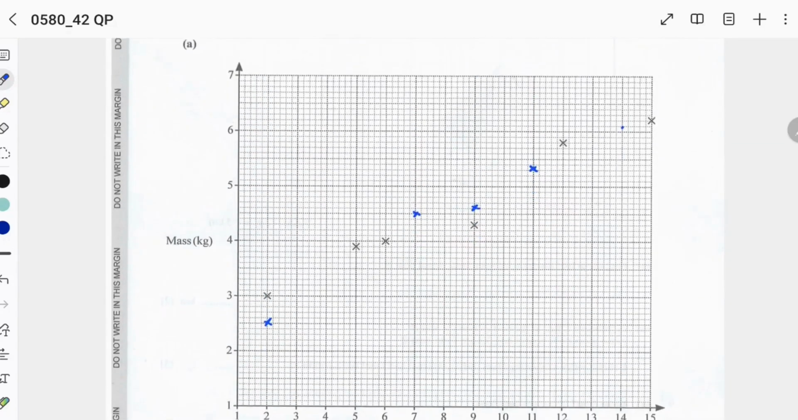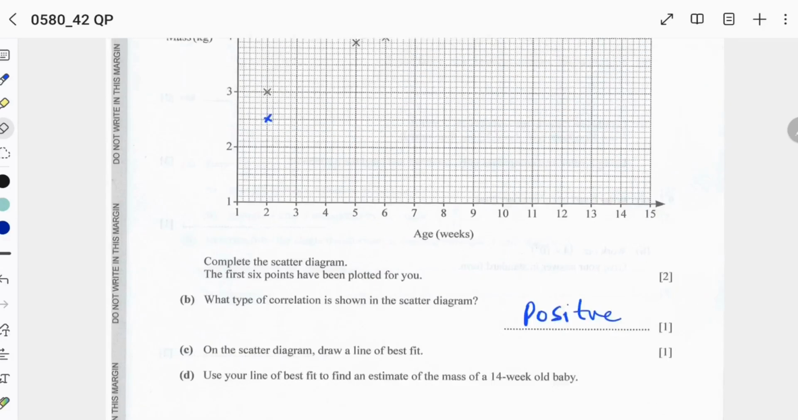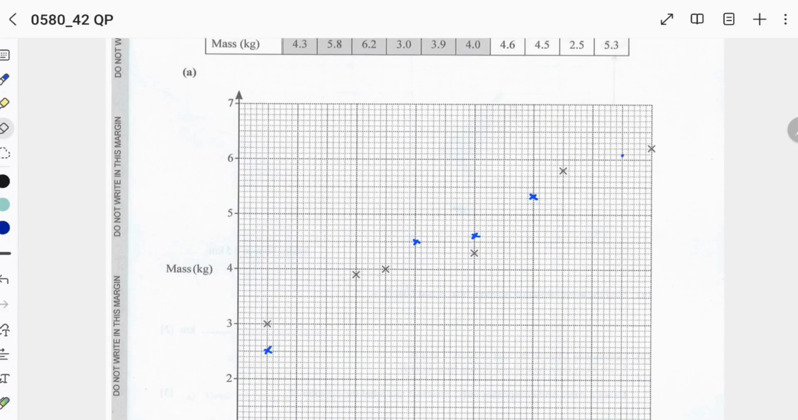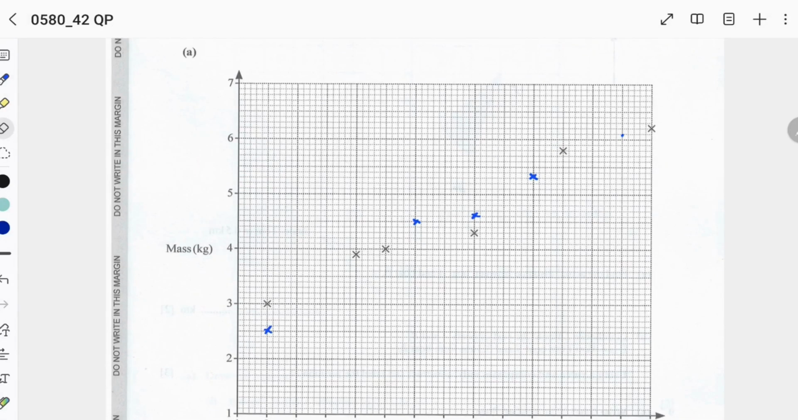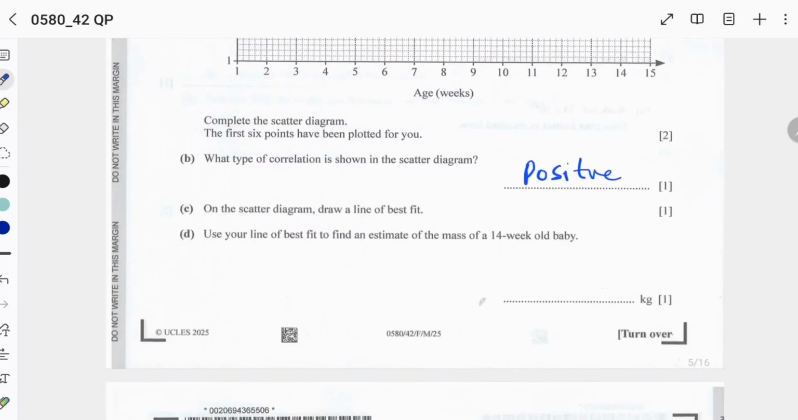All right, the next part is on the scatter diagram, draw a line of best fit. So we have to be careful in drawing the line of best fit. So here we are drawing it. We have to keep in mind that equal number of points should be there above and below the line. I'm making it. So it is 1 2 3, 1 2 3. Seems correct. So this is the line of best fit I have drawn.